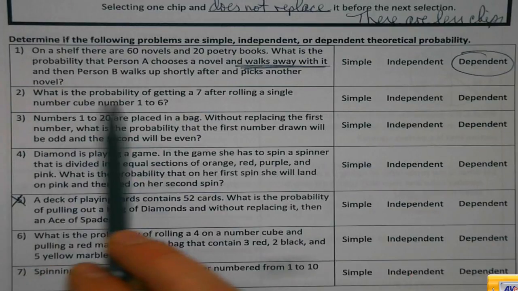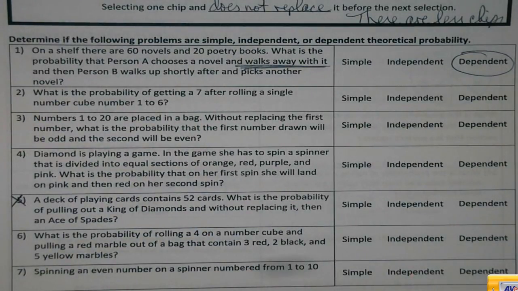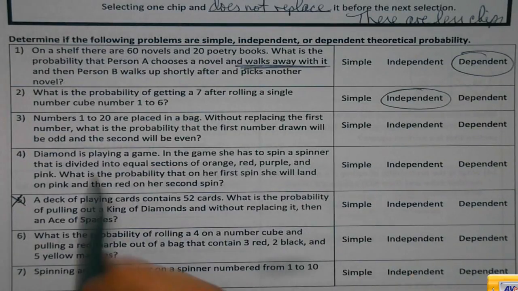But here, what's the probability of getting a 7 after rolling a single number cube, 1 to 6? Well, again, if I roll a cube, the next person comes along and rolls the cube. Does what I did matter? No. They're separate from each other. They're independent. So it's going to be little things that we're looking for in here.